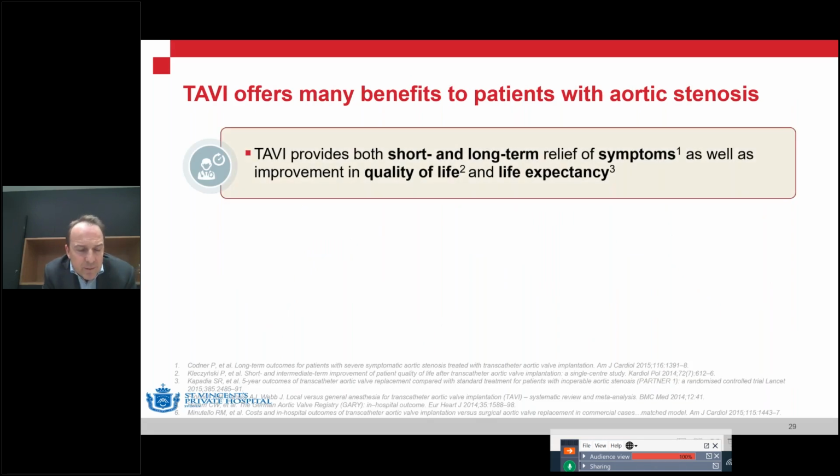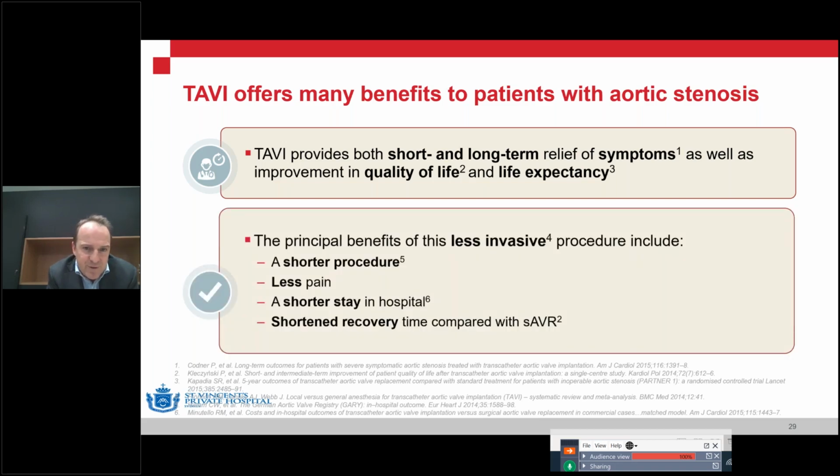So the reason that we are leaning towards TAVI where it's appropriate is because it does improve patient short and long-term outcomes in terms of symptoms, as well as improves their long-term quality of life and life expectancy. The benefit of TAVI over something more invasive, of course, is that it's a shorter procedure. It's more comfortable for the patient. They've got a shorter stay in hospital and a shortened recovery time compared with surgical AVR.